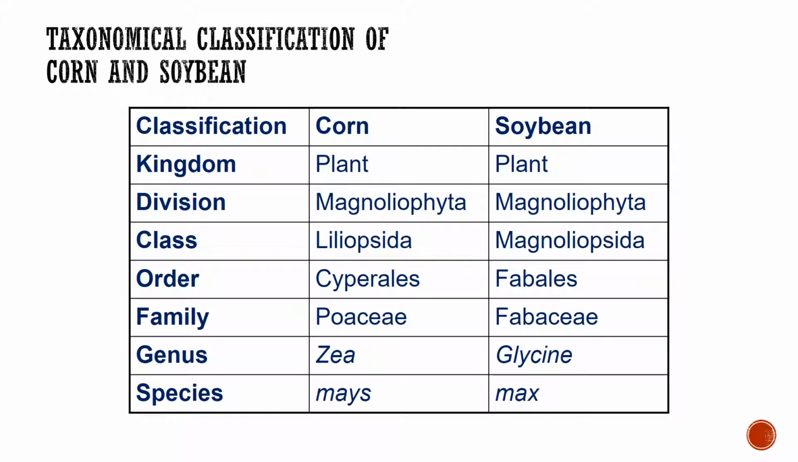Okay, so we're going to look at corn versus soybeans. Obviously the kingdom is going to be the same for both. The division is going to be the same for both. Classes is where we get a little different. Order is obviously going to be different. Family is right before binomial nomenclature, so Poaceae and Fabaceae, and then the genus and the species. Corn is going to be Zea, and then the species will be mays. So when you hear about corn, sometimes you'll hear Zea mays. Again, the soybean is Glycine max.